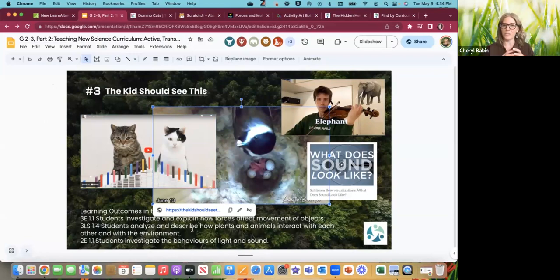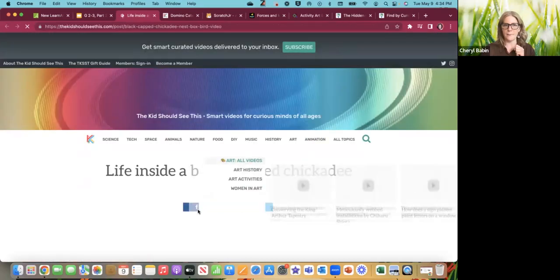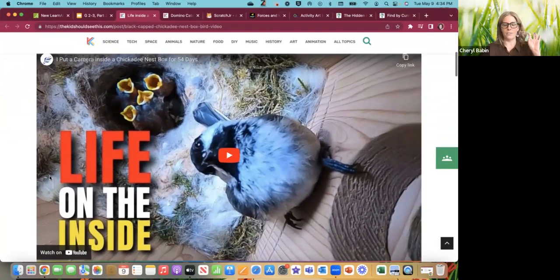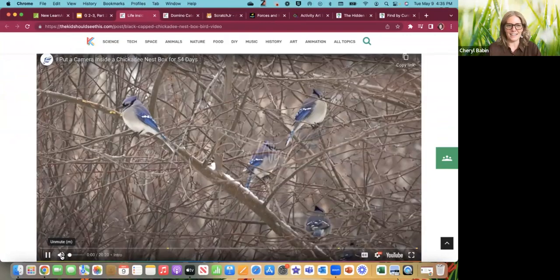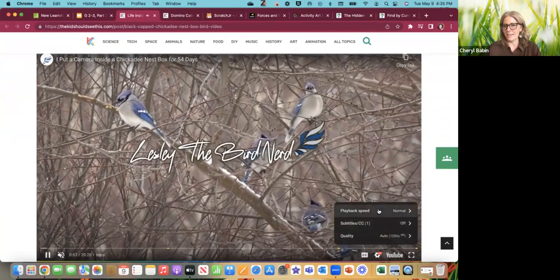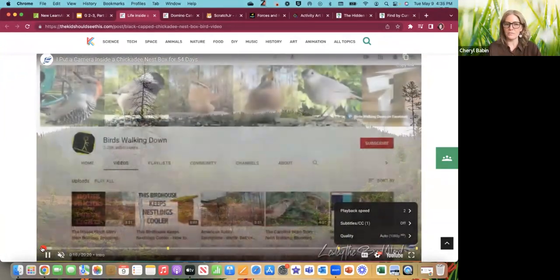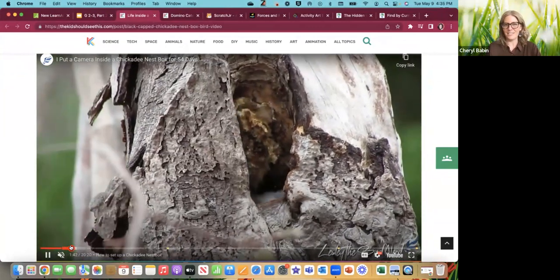describe how plants and animals interact with each other and the environment, this beautiful clip that I found in the Kids Should See This. You can get these directly sent to your email, by the way. For all the times we wondered what's actually going on in the bird's nest, this person put a camera inside a chickadee nest box for 54 days. And it's quite an amazing journey, really. There's background knowledge. The video is 20 minutes, but it really goes through and talks a little bit about it, it's very engaging.